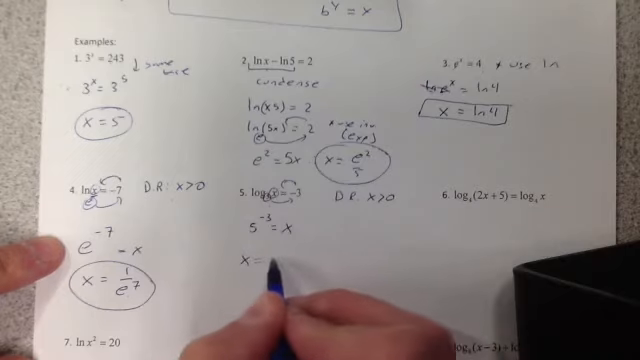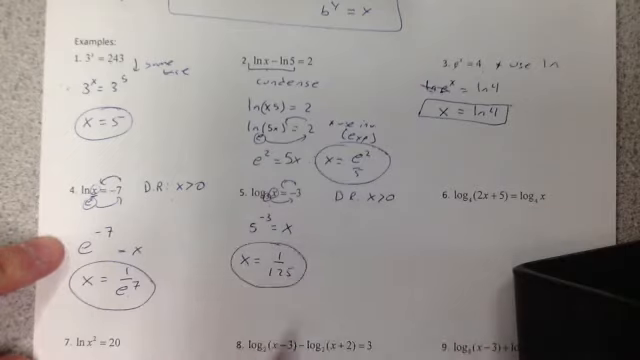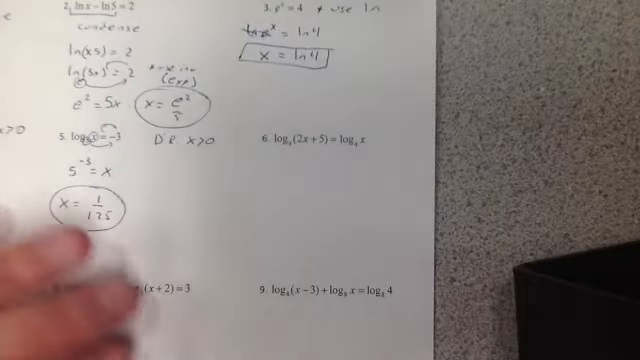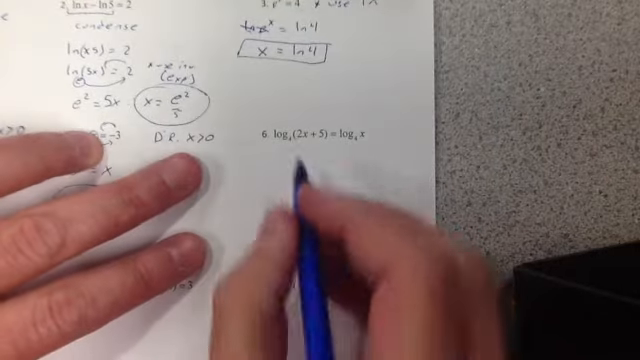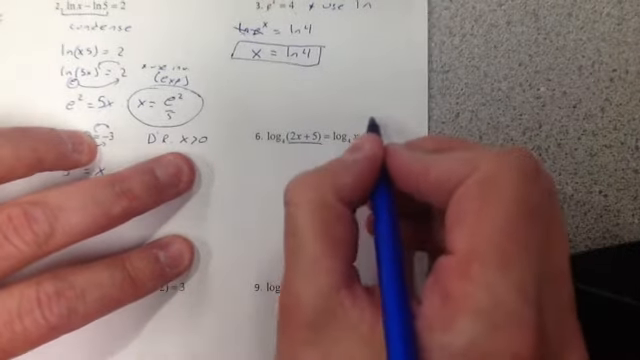So what's x going to equal? 1 over 125. Still positive. We're good. So let's take a look at number 6. Now 6 is kind of an interesting one here. There's 2 ways we can solve this one. I'm going to show you the easiest way here. But first we do have a couple domain restrictions. Let's check them both out.